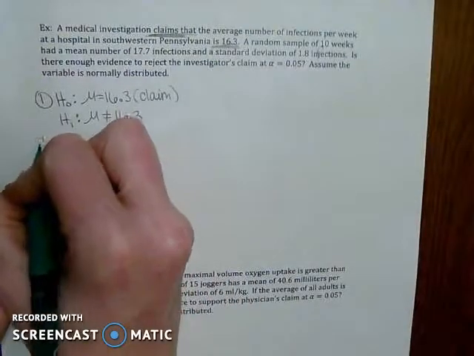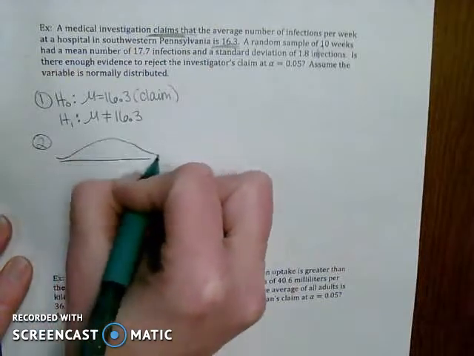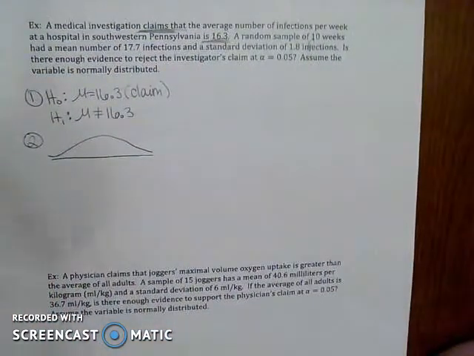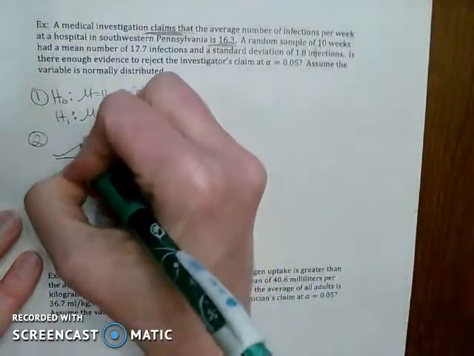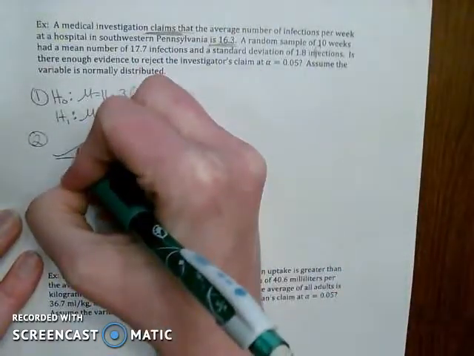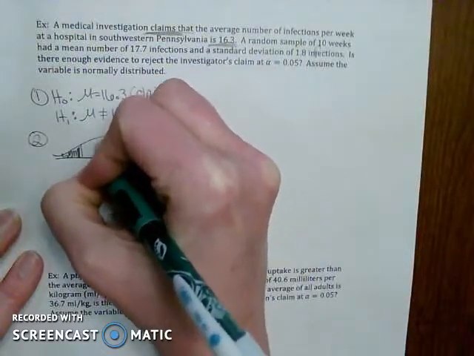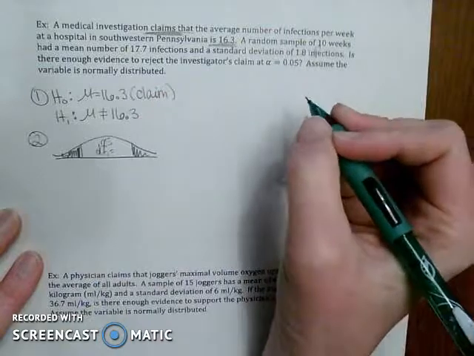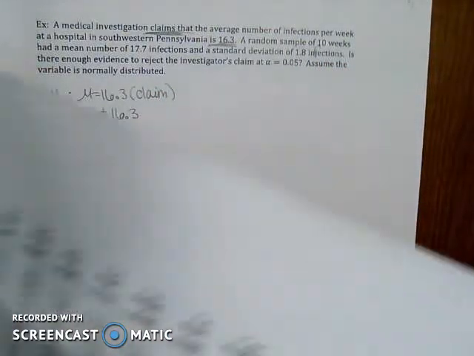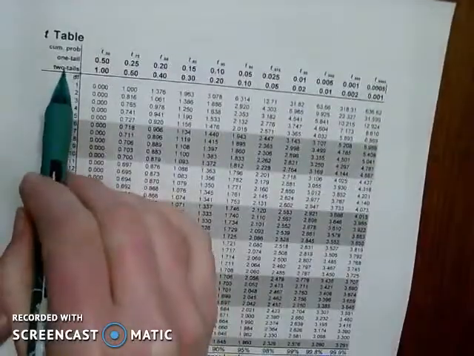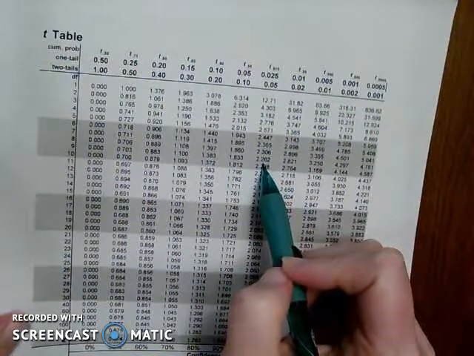All right. Step 2. Again, I still draw it because I like to look at the shaded region, but it's totally up to you whether you do it or not. So this is 2 tails, but still using 0.05, that's the hard part, and degrees of freedom is going to be 9. So 2 tails, 0.05, degrees of freedom is 9, 2.262.